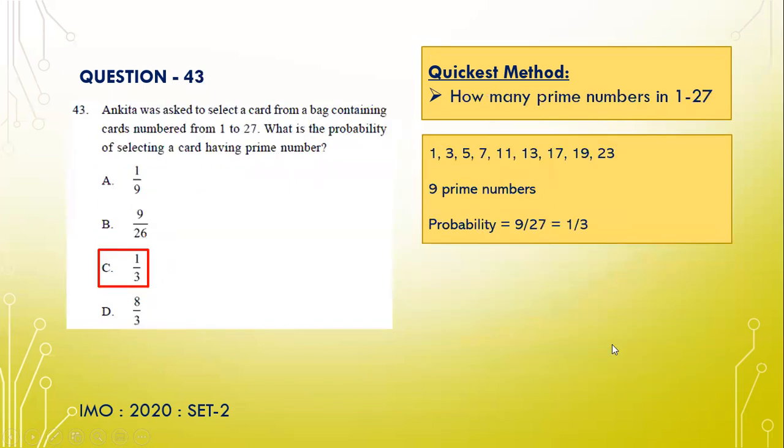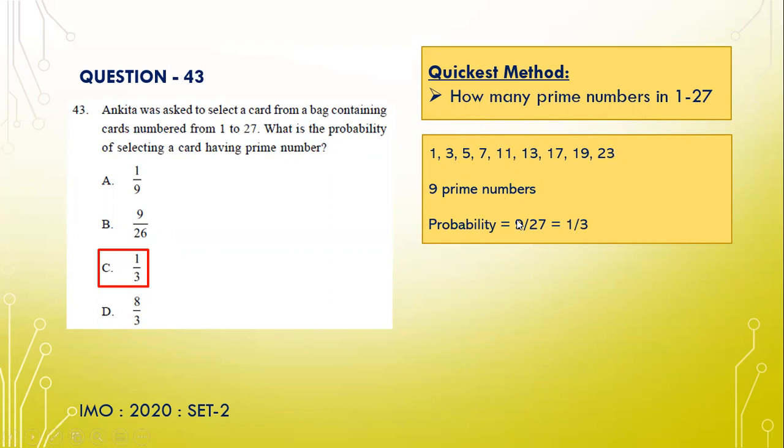Ankita was asked to select a card from a bag containing cards numbered from 1 to 27. What is the probability of selecting a card having a prime number? So how many prime numbers are there between 1 and 27? 1, 3, 5, 7, 11, 13, 17, 19, 23. Okay, all these are prime numbers. And how many of them? 9 prime numbers. So these are 9.